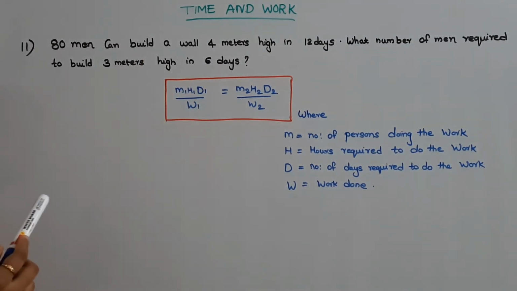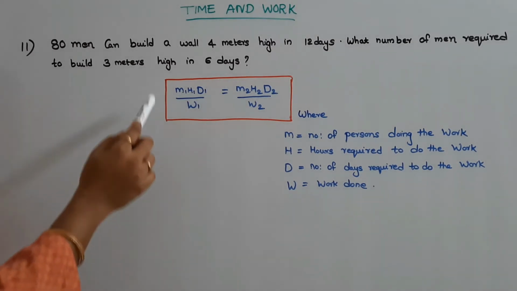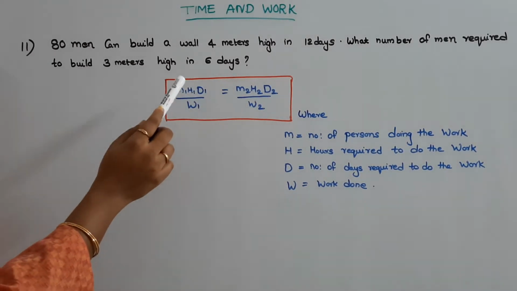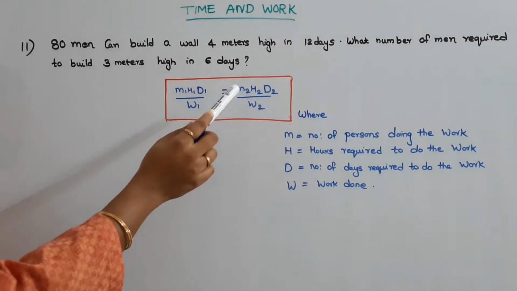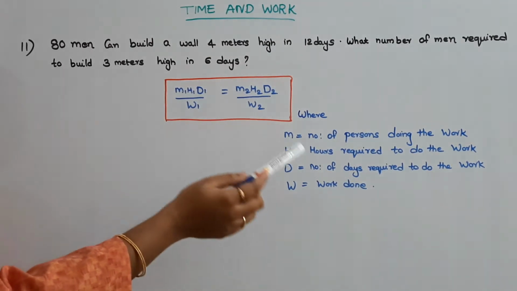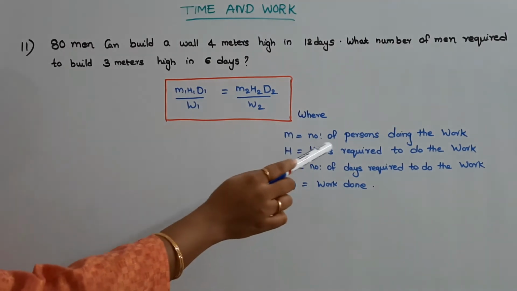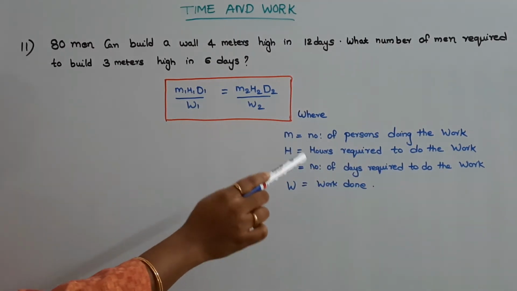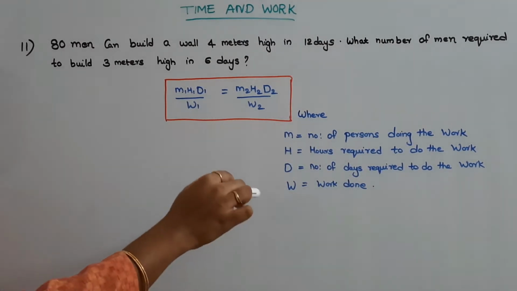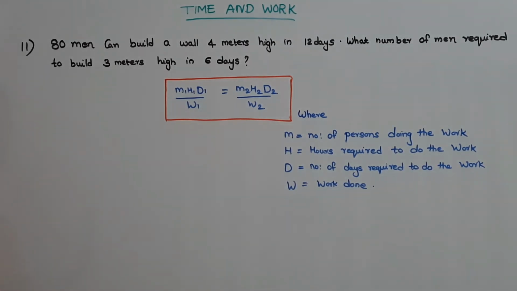So this type of question can be solved by directly using this formula. This formula is M1 H1 D1 by W1 is equal to M2 H2 D2 by W2, where M is the number of persons doing the work, H is the hours required to do the work, D is the number of days required to do the work, and W is the work done. Now let us see how we got this formula.